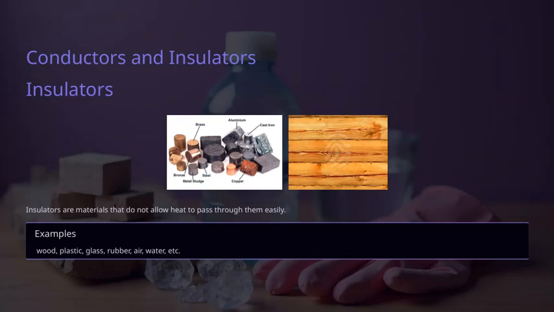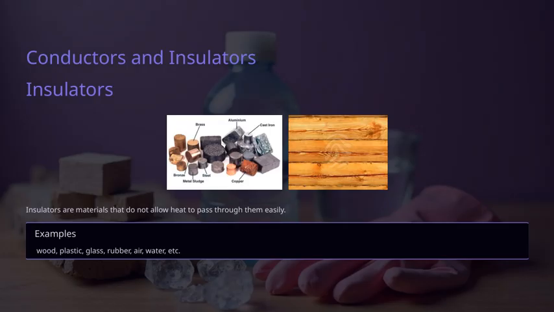Now, let's talk about insulators. Insulators are materials that do not allow heat to pass through them easily. This means they help keep heat contained, whether you're trying to keep something warm or cool. Some common examples of insulators include wood, plastic, glass, rubber, air, and water. You'll notice these materials are often used in everyday items like handles on pots, double-glazed windows, and insulation in walls.